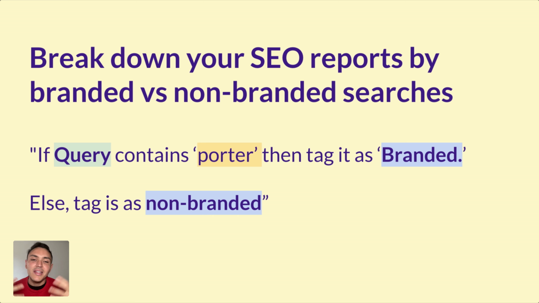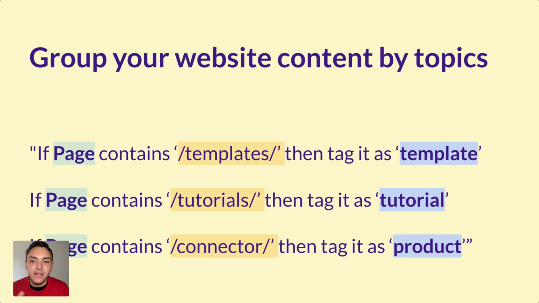Another one is breaking down your SEO reports by branded versus non-branded queries. For instance, and this is an example with Google Search Console data, if the query that people use contains Potter, then tag it as branded. If not, tag it as non-branded.